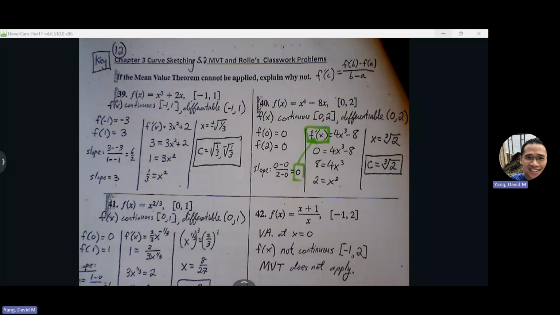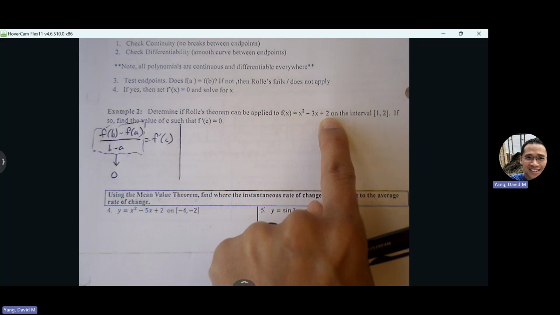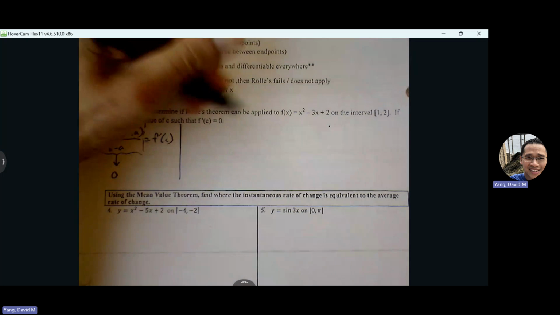Okay, so let's jump to example 2, and I just want to show you what that looks like here. Determine if Rolle's theorem can be applied for our function on the interval from 1 to 2. If so, find the value of c such that f prime of c is equal to 0. So it's the same formula. We just have to confirm that this piece needs to be 0 before we can move forward with the rest of the theorem. Okay, so we have a nice polynomial here. There are no holes, no asymptotes, no sharp turns. So we know that our conditions have been met.